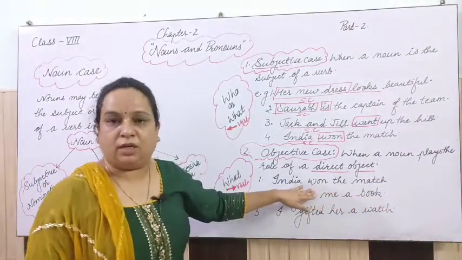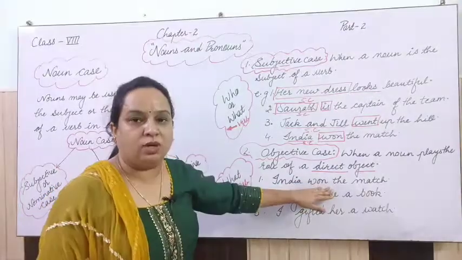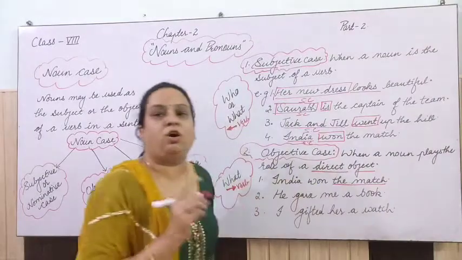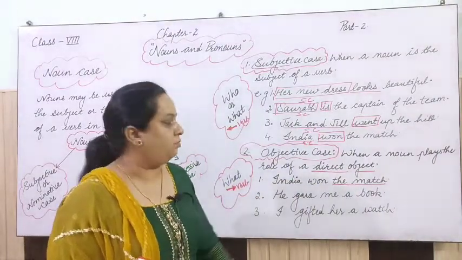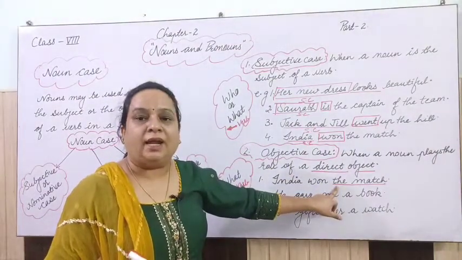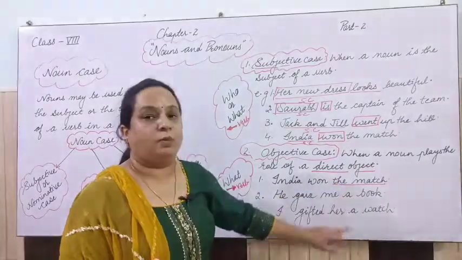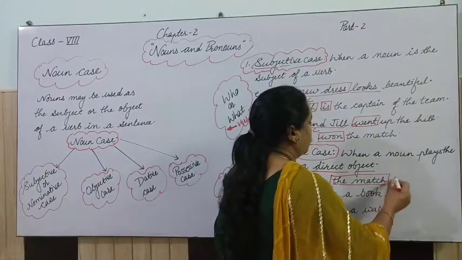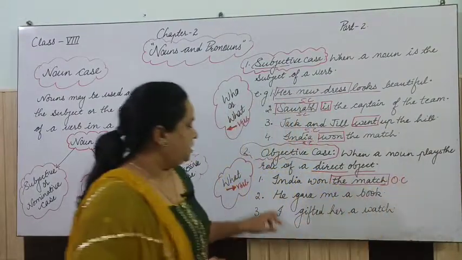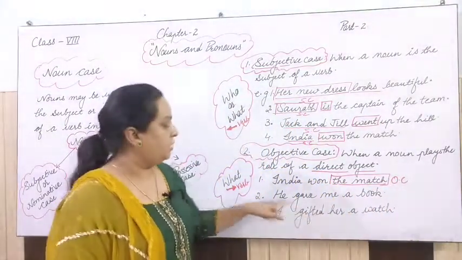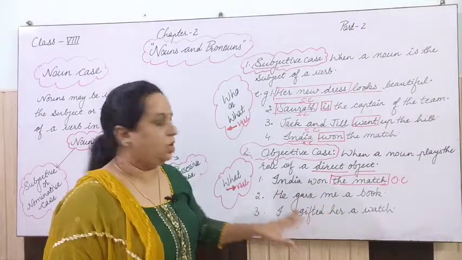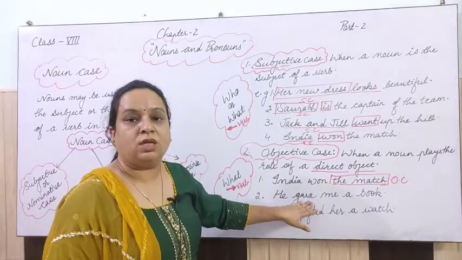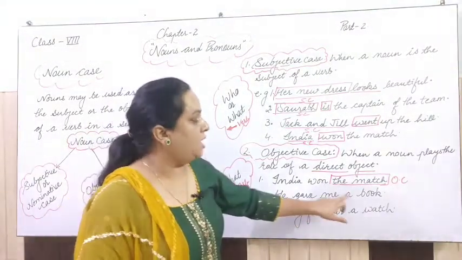Now India is what here? India is the subject, won is the verb, the match. Now what is that? The match is the object, and it is which kind of object? This is a direct object. So this direct object is working as the objective case here. Next one is, he gave me a book. He is the subject here. Gave is the verb here. Me and a book.